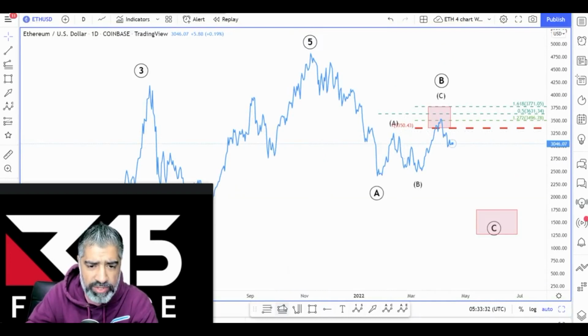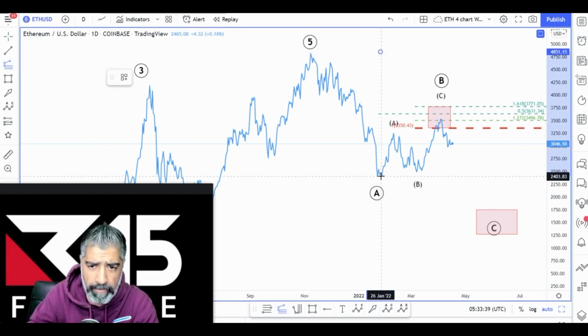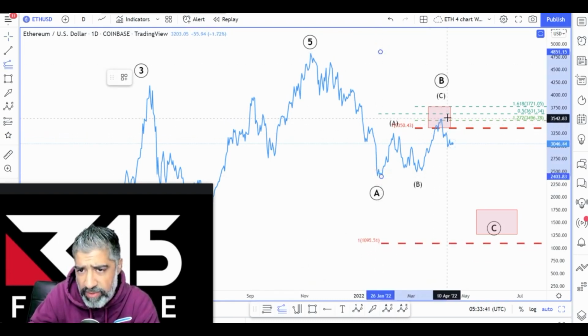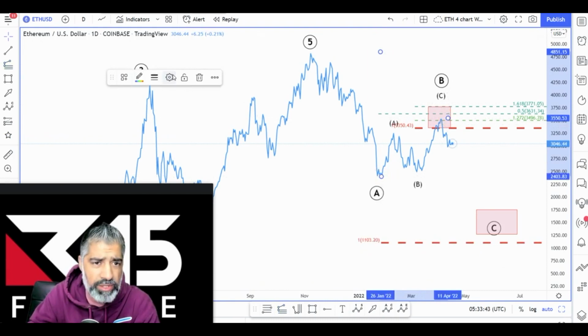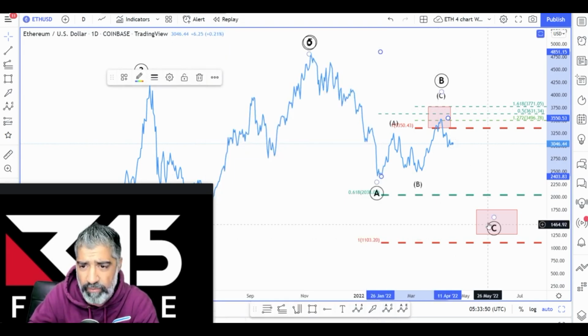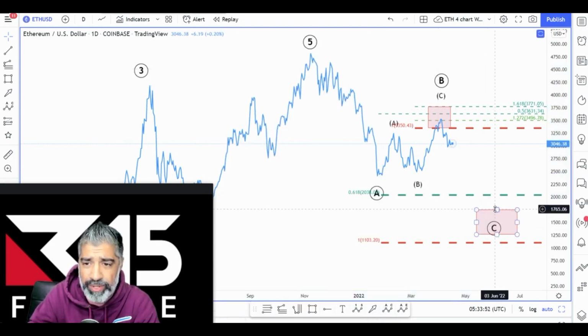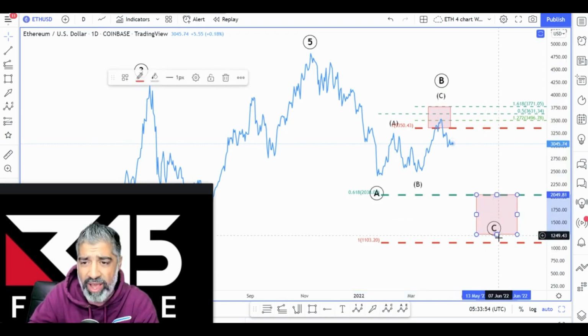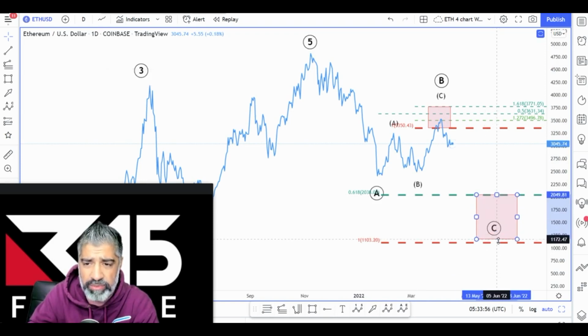So now we're going to just use this tool. This is TradingView's trend-based fib extensions. We are going to measure this wave A, project it from this wave B top. The two ratios that I'm going to really, really pay attention to are 62% and 100%. Whether it's going to happen or not, we don't know, but this is just a very high probability zone.